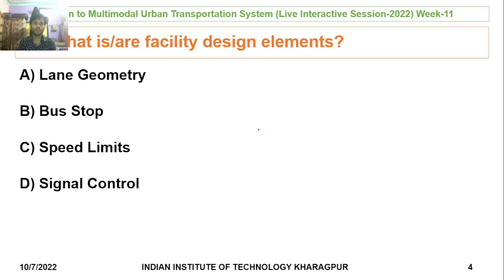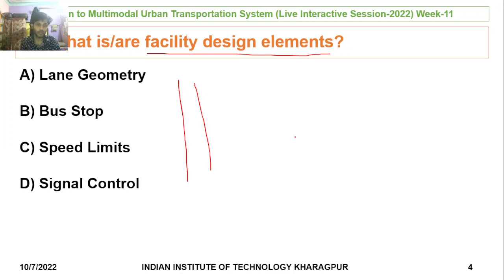So which of these are the facility design elements? It could be multiple answers, more than one answer is also feasible. So what do you mean by facility design elements? Which of these elements are the facility design elements? So you have a facility, suppose you have a bus route, that's a facility, right? Or a transit route, any metro route, any rail route, anything. So then which are your facility design elements?